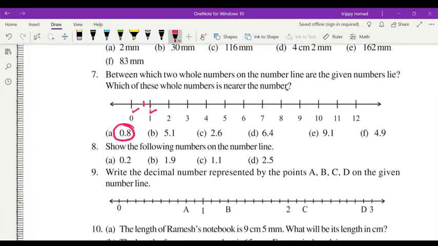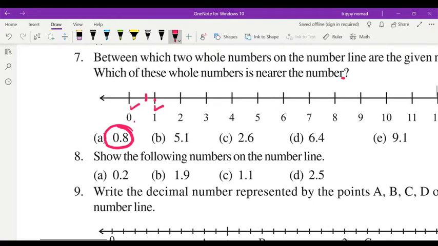So here the A part, 0.8, lies between 0 and 1, and it is nearer to the 1. 5.1 will lie between 5 and 6 and nearer to 5. Same way 2.6 will lie between 2 and 3 and nearer to 3. I hope you understood. So all the remaining parts of this main question number 7 you can do yourself.